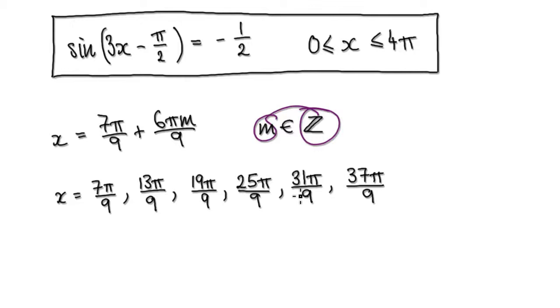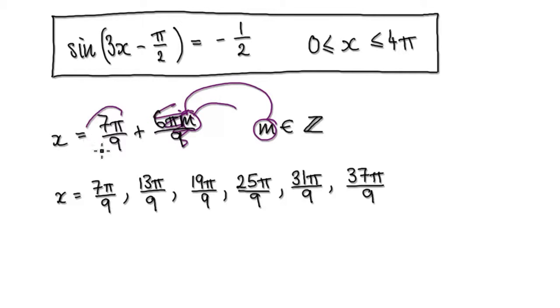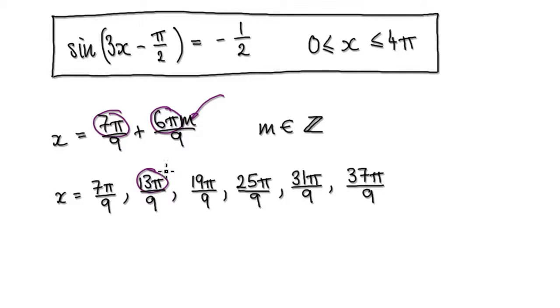Okay, so let's put zero into the m. When you put zero into the m, this whole thing here disappears. So our first solution would be this. Now let's put 1 into the m. Put 1 into the m, it would be 6 plus this, that would be 13. Basically, you add 6 pi here, you add 6 pi here, you add 6 pi here, you add 6 pi here. That will then take you to this.